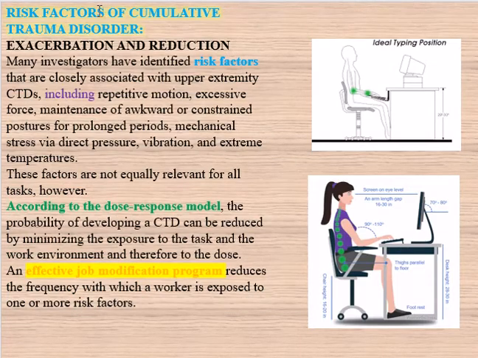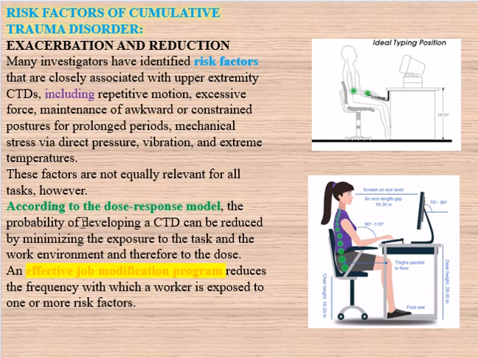Risk factors of cumulative trauma disorders, exacerbation and reduction. Many investigators have identified risk factors that are closely associated with the upper extremity CTDs, including repetitive motion, excessive force, maintenance of awkward or constrained postures for prolonged periods, mechanical stress via direct pressure, vibration, and extreme temperatures. These factors are not equally relevant for all tasks.